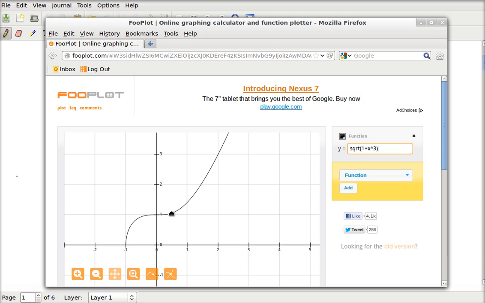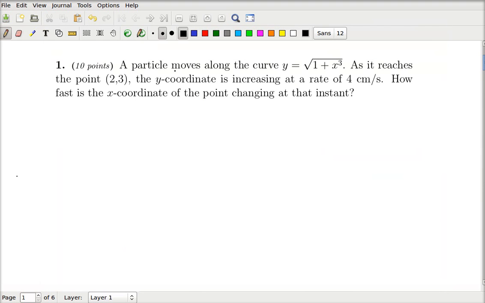And we don't know exactly how it moves, but we do know one important thing, which is the rate at which its y-coordinate is changing as the little particle approaches 2 on the x-axis. So that's what it's saying. As the particle reaches (2, 3), the y-coordinate is increasing as a function of time, remember, at a rate of 4 centimeters per second. And the question is, how fast is the x-coordinate of the point changing at the same time?